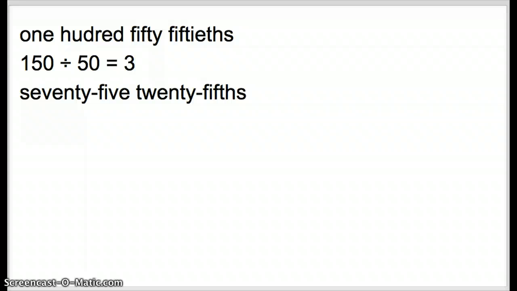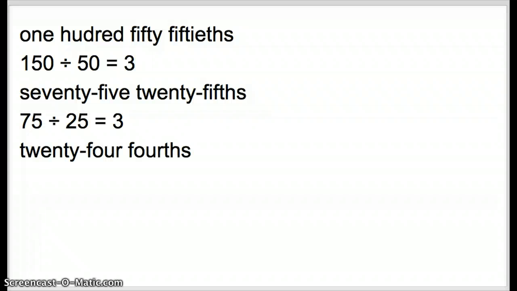75 twenty-fifths. 75 twenty-fifths, or 75 over 25. You should be able to get this fairly quickly. 75 divided by 25 equals 3. 24 fourths. Another division fact. 24 divided by 4 equals 6.